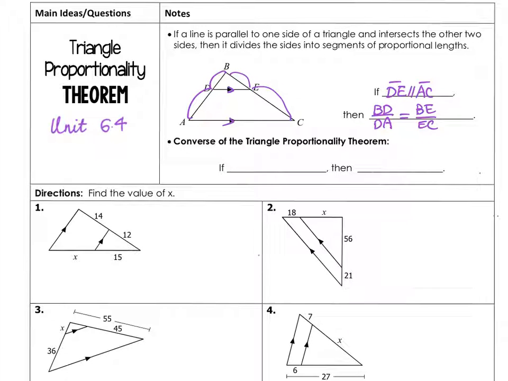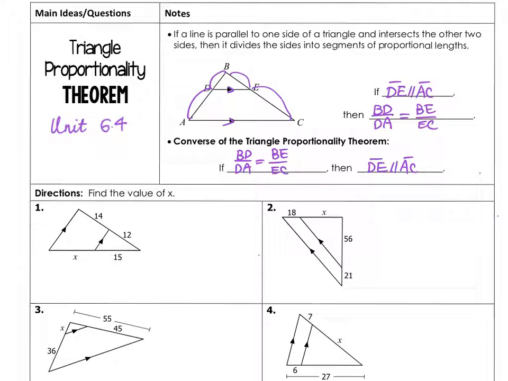And the converse of that is that if BD over DA equals BE over EC, in other words, if these two segments are proportional, then these two segments are parallel. Okay, if the sides are proportional, then the two segments are parallel. That's the converse. So let's see how we're using it.